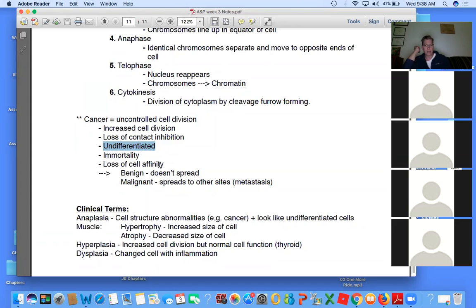And then loss of cell affinity. I'm going to skip this immortality for a minute. Loss of cell affinity. Cell affinity means you like being with your own. Kidney cell likes being with kidneys. Liver cell likes being with liver, but not for cancer. That's why it spreads around.